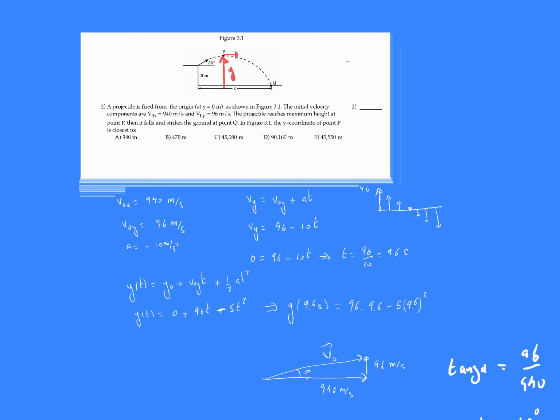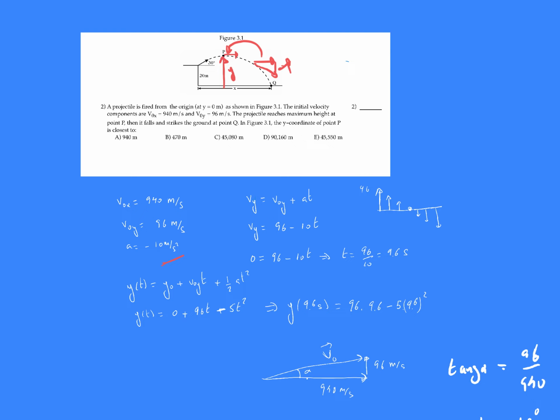So the equation that you are going to use for the x direction is a motion with constant velocity. The 940 meters per second here, this velocity, will never change because there is no acceleration in the x direction. The velocity, the 940, will be the same here as there. What will change is the Vy velocity, because in the y direction there is acceleration, and the acceleration is minus 10 meters per second squared, going in the negative y direction.